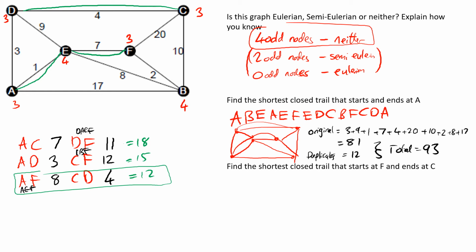Okay, find the shortest closed trail that starts at F and ends at C. I went ahead and added in the actual route then. So if we want to start at F and end at C, let's rub out what we've got now. We want F to be odd and we want C to be odd. So all we need to combine together is A and D. Those are the only odd nodes that need to become even, and all the even nodes need to stay even. A to D, the shortest route between them is just 3. So it would be 81 plus 3, which is 84, and we could go ahead and write it down as well.